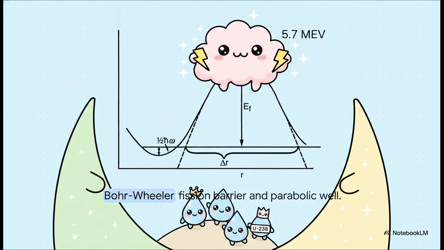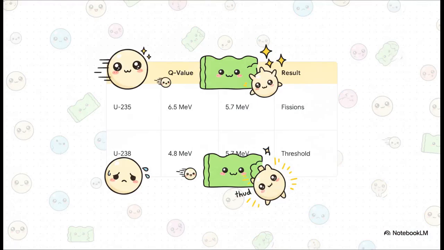And for both uranium-235 and uranium-238, the height of that barrier is approximately 5.7 mega-electron volts, or MeV. That is the physical hurdle they both have to jump in order to split. Now here is where the math gets really interesting. It all comes down to the Q value. When U-235 captures a neutron, the internal binding energy that gets released, thus the Q value, is 6.5 MeV. Since 6.5 is obviously greater than that 5.7 MeV barrier, it easily hops over the wall and fissions, no problem.